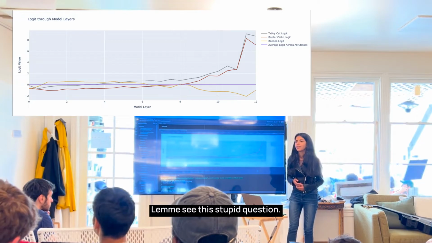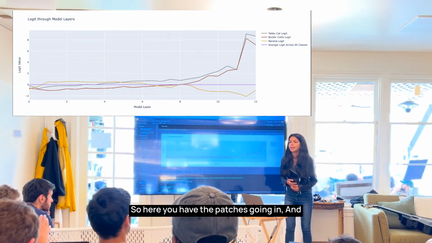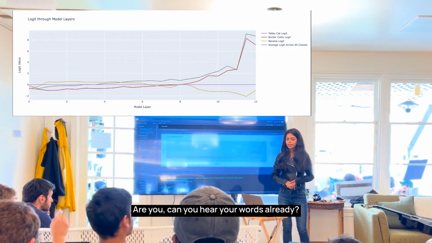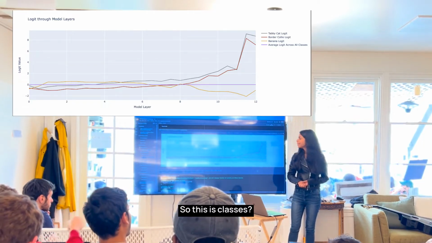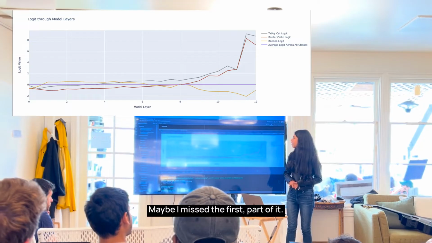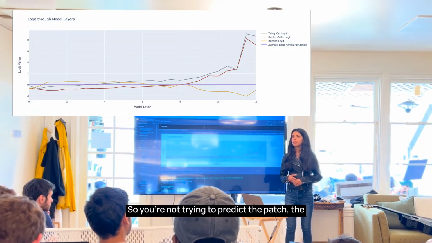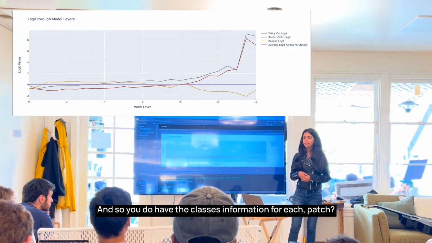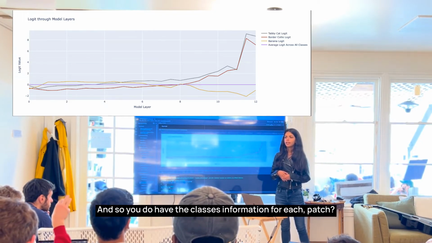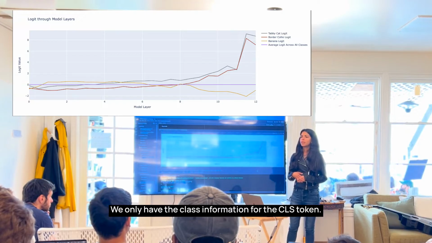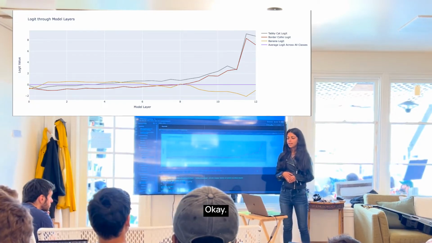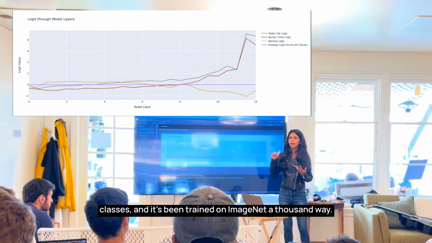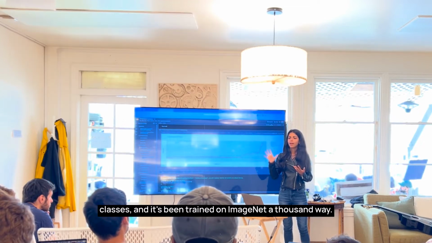Really super stupid question. So here you have your patches going and you're trying to predict the next patch. What is happening again in the vision transformer? Are you thinking of words already? So this is classes? Maybe I missed the first one. Yeah, that's a great question. You're not trying to predict the next patch, which is kind of the language model. You're just trying to predict the class. So you do have the class information for each patch? We only have the class information for the CLS token. Okay. These are great questions. So the vision transformer has hard-coded 1,000 classes, and it's been trained on ImageNet.